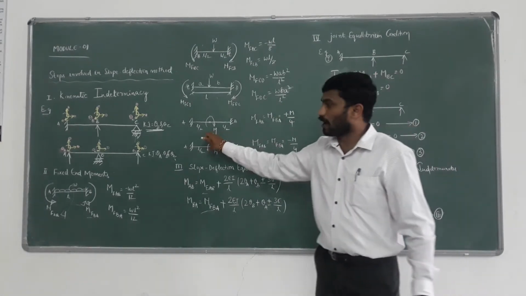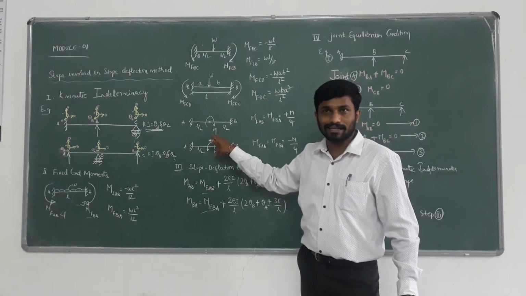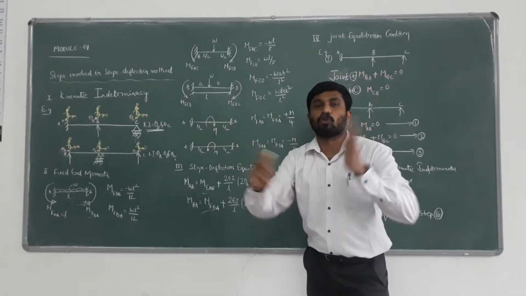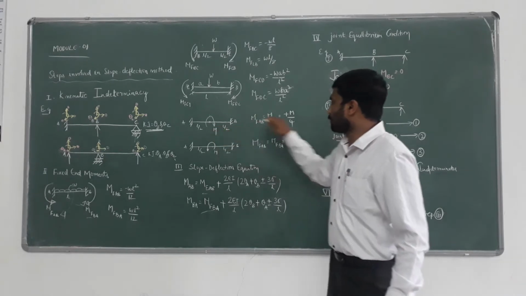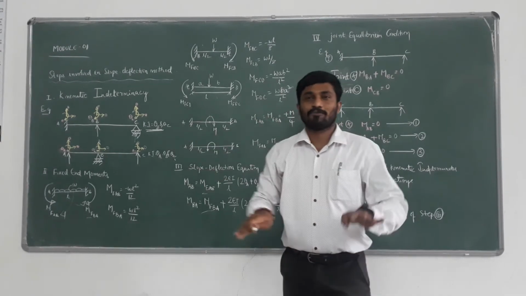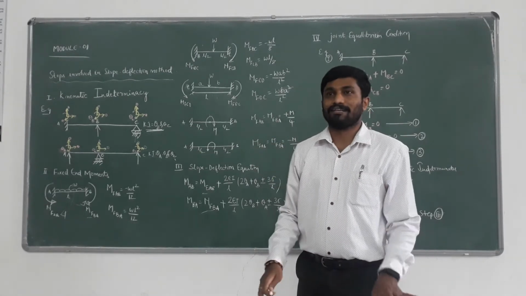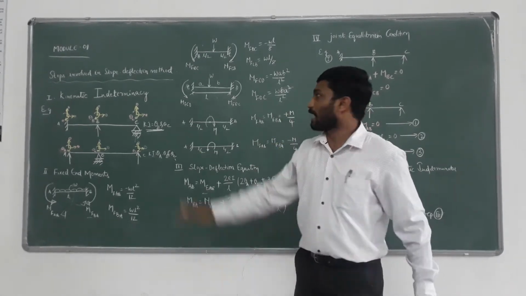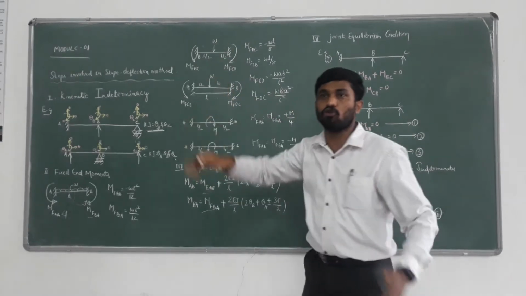Similarly, next, if you are having a couple exactly at the center, see, the couple is uniform throughout. If you are having a clockwise couple, it is plus M by 4. Don't take it as resisting. No, the couple is the same throughout the body. It's not a force. These are forces: UDL and point load are forces.